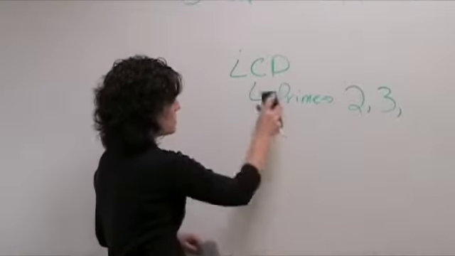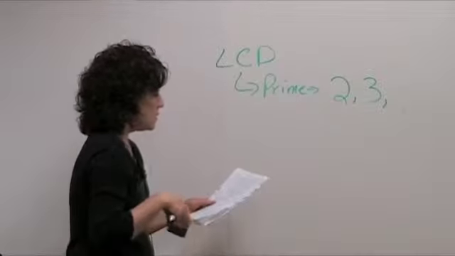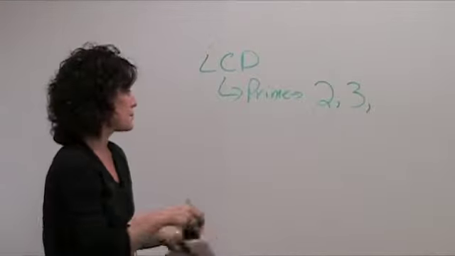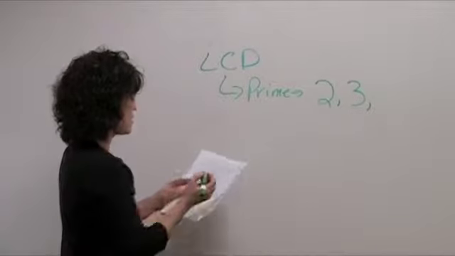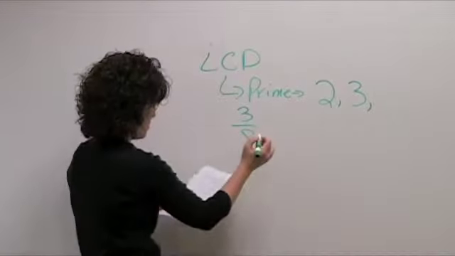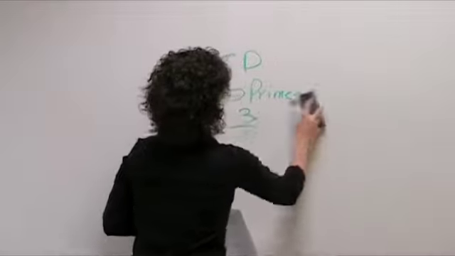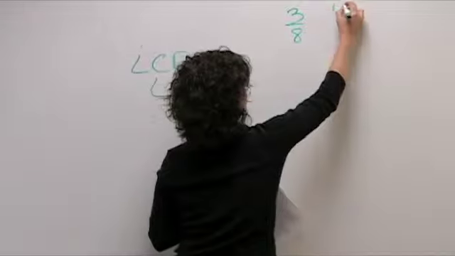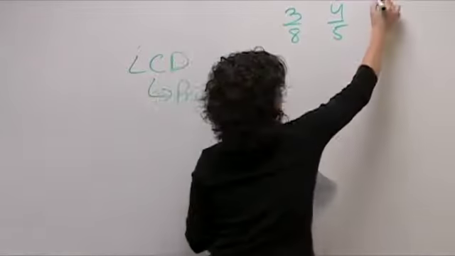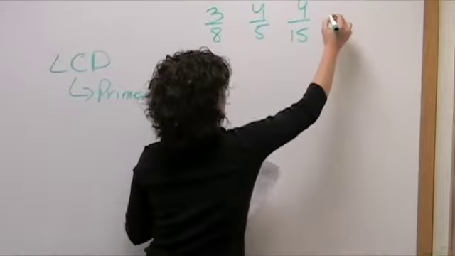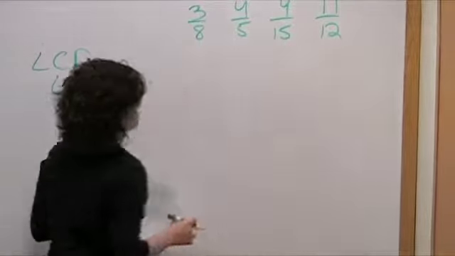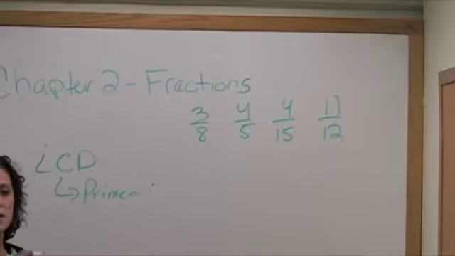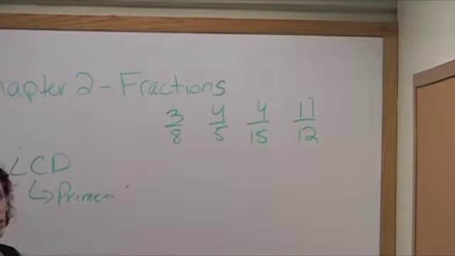So if we are doing this method, the least common denominator, what we're going to do is look for prime numbers in our groupings of numbers. So an example I'll give you is if I have fractions of 3/8, I also have 4/5, I have 4/15, and I have 11/12. I need to know what number can all of these numbers go into. What's the least number that all these numbers can evenly go into?